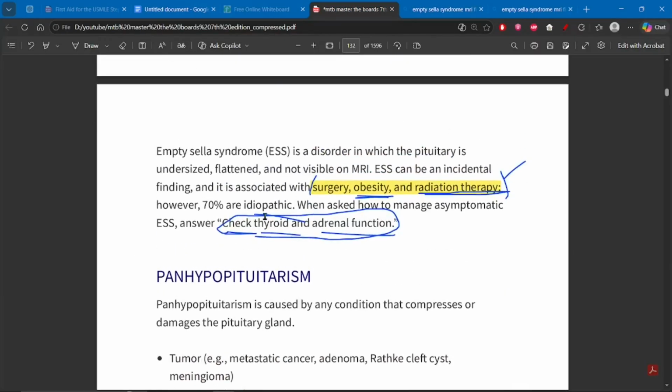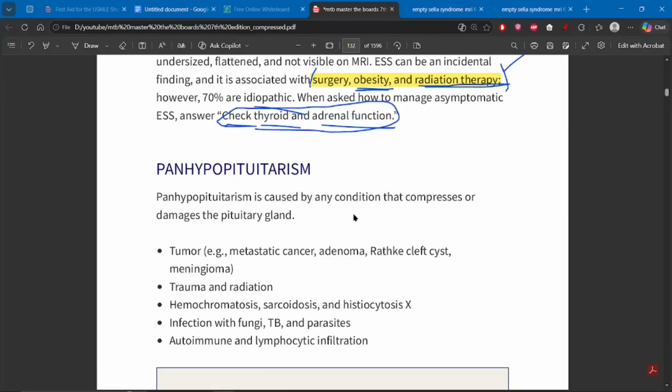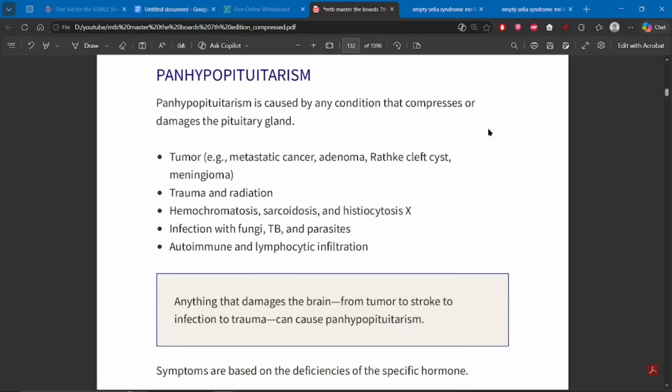Okay. So if the patient is asymptomatic and they're asking you what to do, what is the next best step, you just need to check thyroid and adrenal function. This is your answer. Panhypopituitarism. Panhypopituitarism is caused by any condition that compresses or damages the pituitary gland.